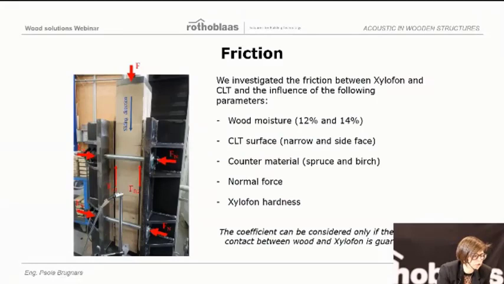For this reason, we have tried to estimate the friction between wood and xylophone. We have tested different configurations in order to understand if some of these parameters influence the friction. So we have tested with different wood moisture, on different CLT surfaces, narrow and side face, in order to simulate a connection between wall and slab. We have tested it with different materials, spruce and birch. We applied different normal forces, and we tested with different xylophone hardness. Of course, friction can be considered only if there is perfect contact between wood and xylophone. If we don't have this perfect contact, of course, friction will not activate.